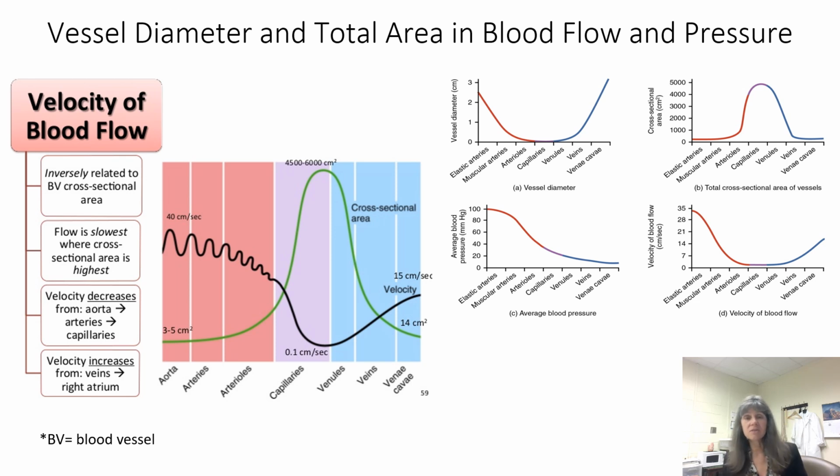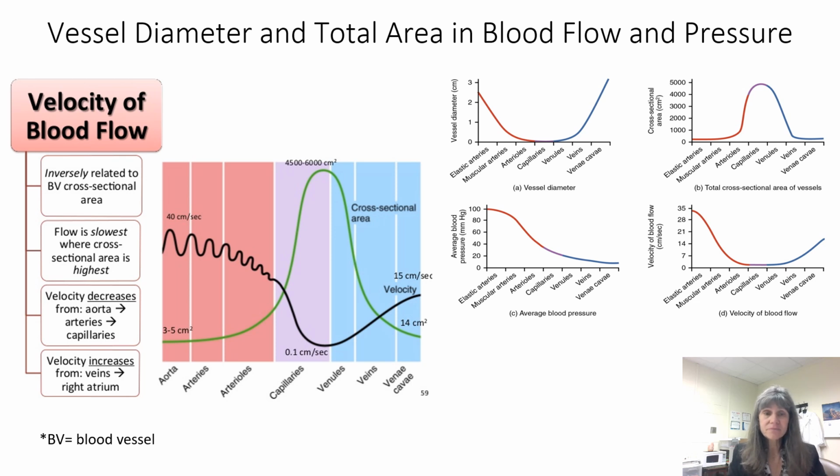So this chart shows, if we look on the left-hand side at the black line, that the velocity of blood flow is inversely related to blood vessel cross-sectional area. In other words, there's not as much area for the blood to travel, so it can go faster. Then when we get to the capillaries, between the capillaries and the venules, that's when the cross-sectional area is the greatest. So we've got a lot of these little vessels that blood has to go through. That means the velocity is going to slow down. It's starting to go through these tiny little vessels, and there's a lot of them.